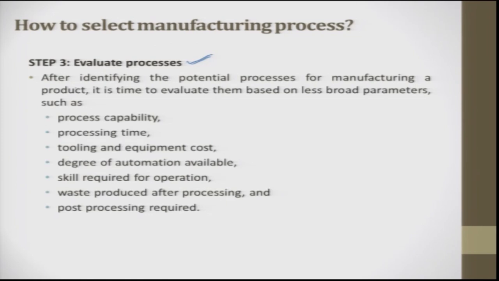After identifying the potential processes for manufacturing a product, it is time to evaluate them based on less broad parameters such as process capability. You can talk about 6 sigma, whether whatever I produce, I get it within the tolerance and I can produce it for a longer time. What is the processing time?